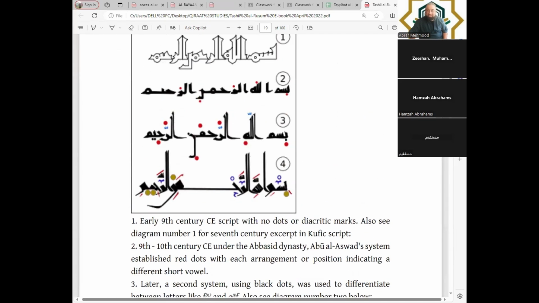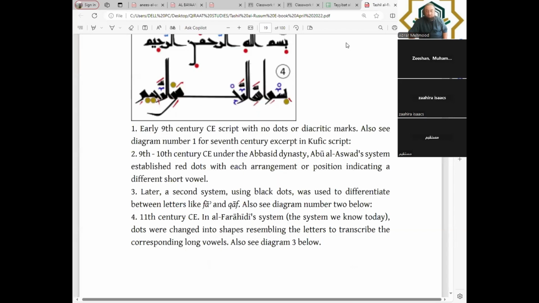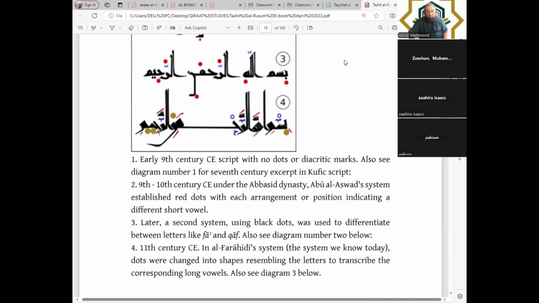Jazakallah khair. Early 9th century CE script with no dots or diacritic marks. Also see diagram number 1 for 7th century excerpt in Kufic script. 9th to 10th century CE under the Abbasid dynasty, Abu al-Aswad system established 3 dots with each arrangement or position indicating a different short vowel. Later, a second system using black dots was used to differentiate between letters like fa and qaf. Also see diagram number 2 below.